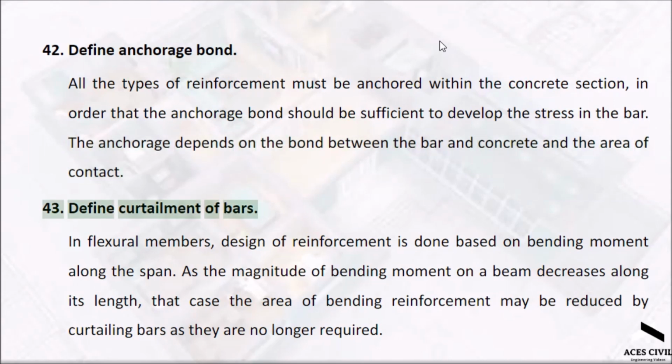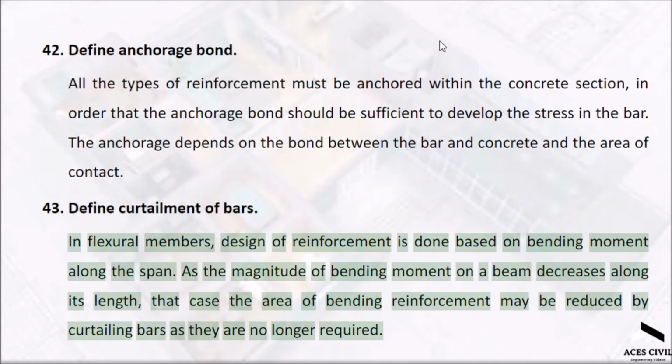Define curtailment of bars. In flexural members, design of reinforcement is done based on bending moment along the span. As the magnitude of bending moment on a beam decreases along its length, in that case the area of bending reinforcement may be reduced by curtailing bars as they are no longer required.